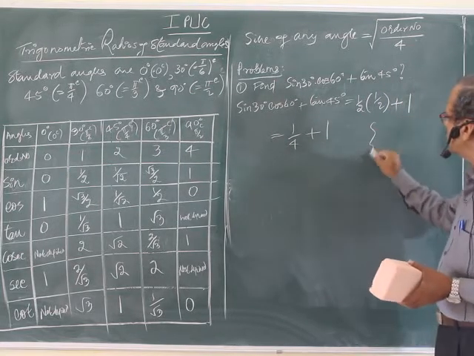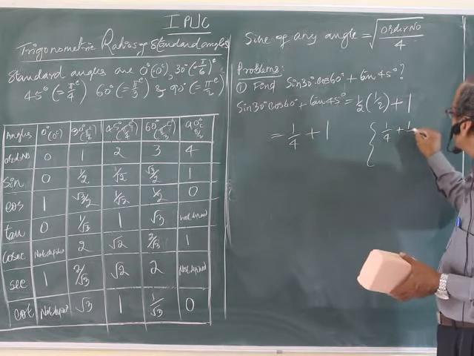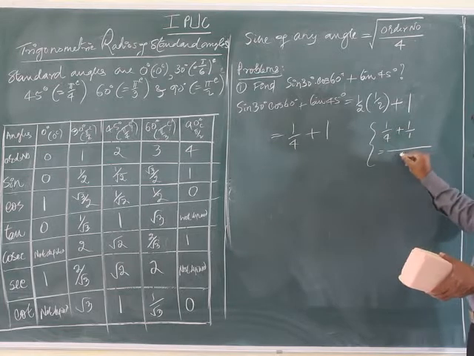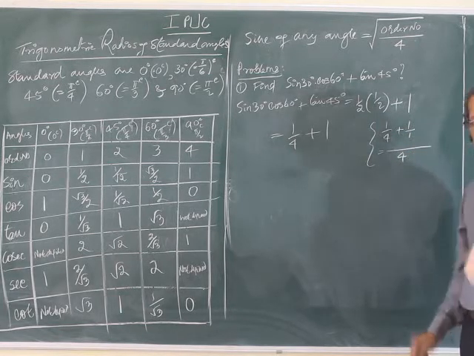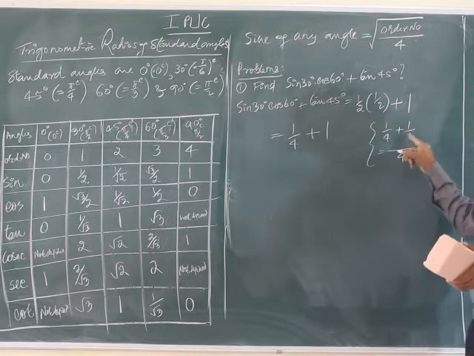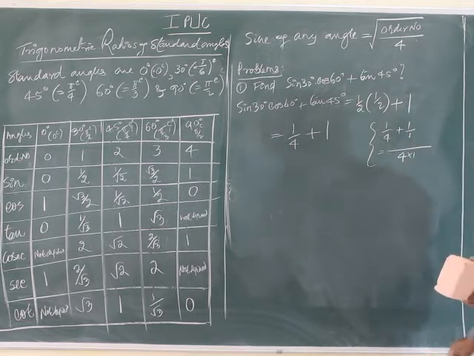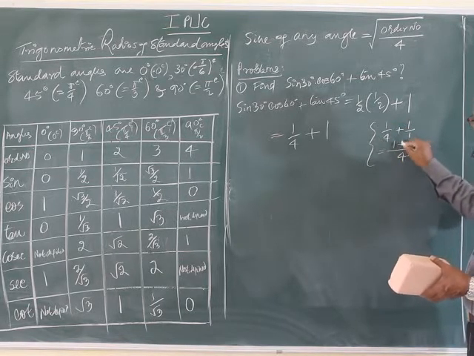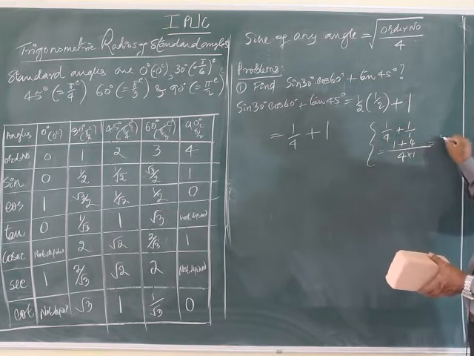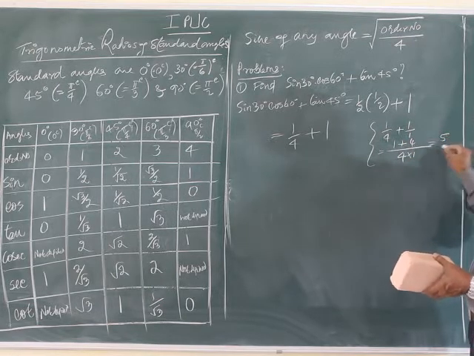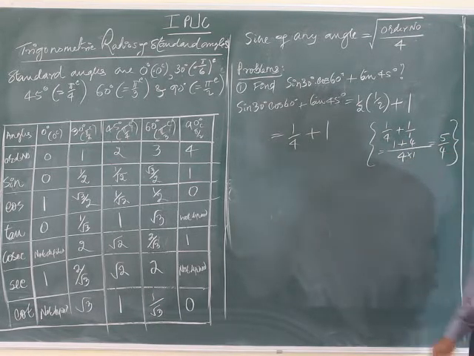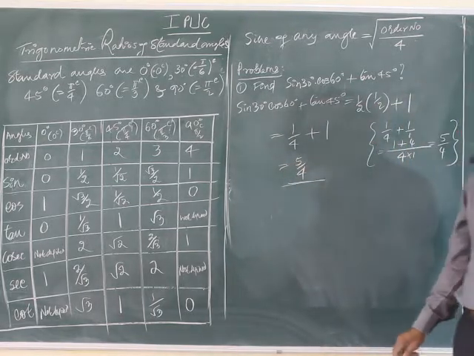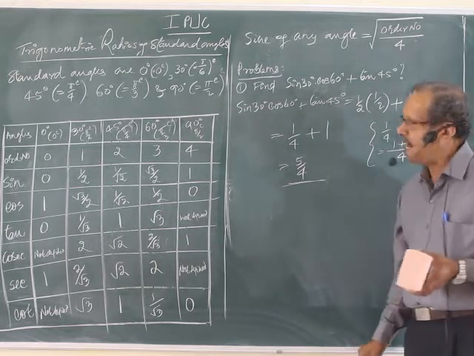How to add these two numbers? 1 by 4 plus 1 means it is actually 1 by 1. You have to take the common denominator, 4 into 1. Remember, LCM is a product of these two numbers, 4 into 1. Next, cross multiplication, 1 into 1, 1, 4 into 1, 4. So it is 1 plus 4, 5 divided by 4. Therefore, the answer is 5 by 4. Simplify and get the value.